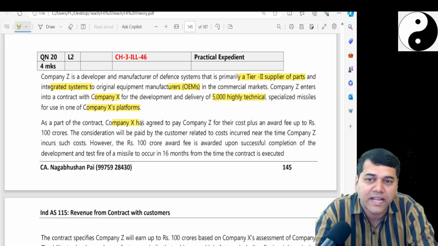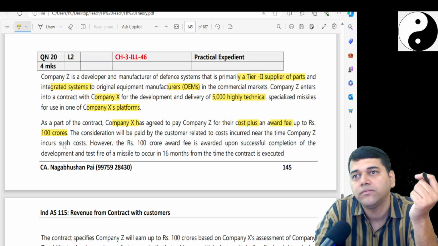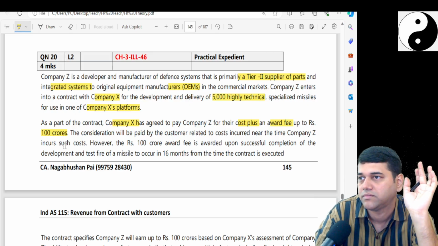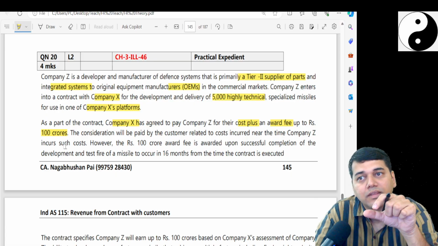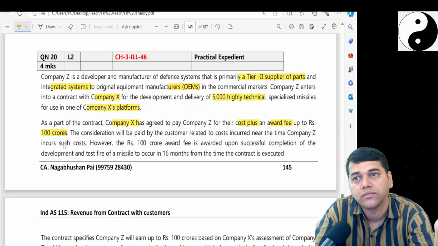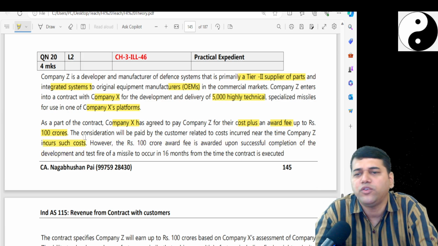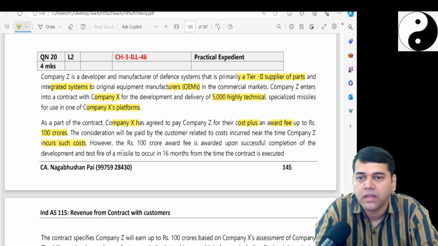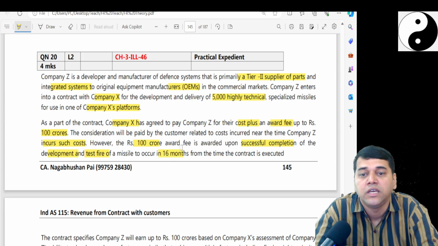As part of the contract, X agreed to pay Z cost plus award fee up to 100 crore. So what will they do? Your cost, 100% they will reimburse, plus they will pay award fees. Is it fixed? No, it's variable. How do you know? It is up to. That means you may not get it also. The consideration related to the cost incurred will be paid near the time. As and when you incur, it is reimbursed immediately. However, the 100 crore award fees is given only upon the completion of the development and test fire of the missile, which is 16 months from now.